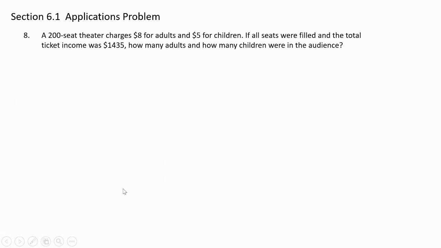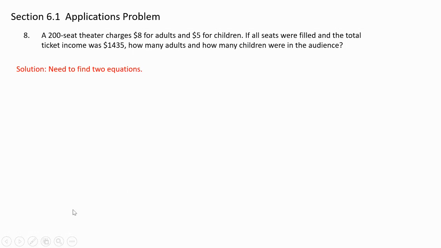This is number 8. A 200-seat theater charges $8 for adults and $5 for children. If all seats were filled and the total ticket income was $1,435, how many adults and how many children were in the audience?